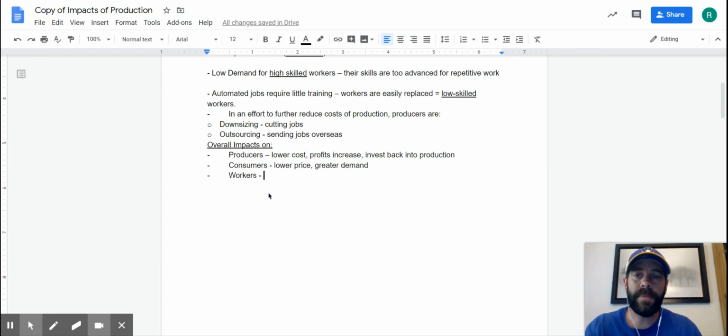For workers, it's a mixed bag. The increase in production is going to create jobs, which is undoubtedly positive, but many of these are low skilled or interchangeable to the point where the benefits of those extra jobs, are you improving the quality of jobs? Maybe you are, maybe you're not.